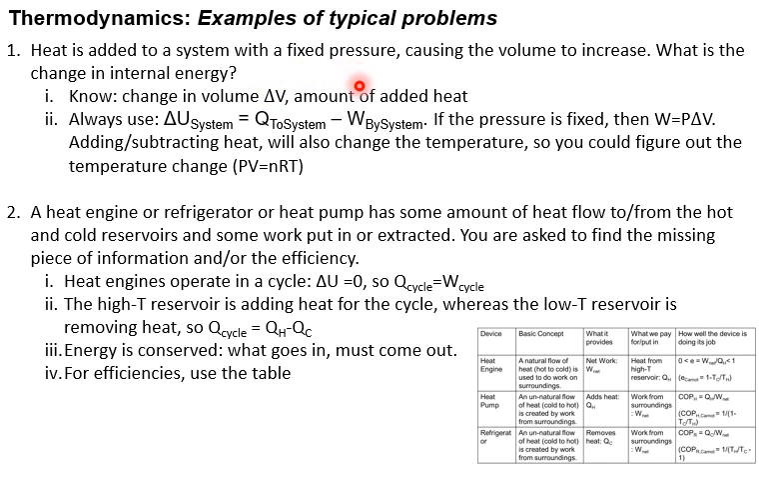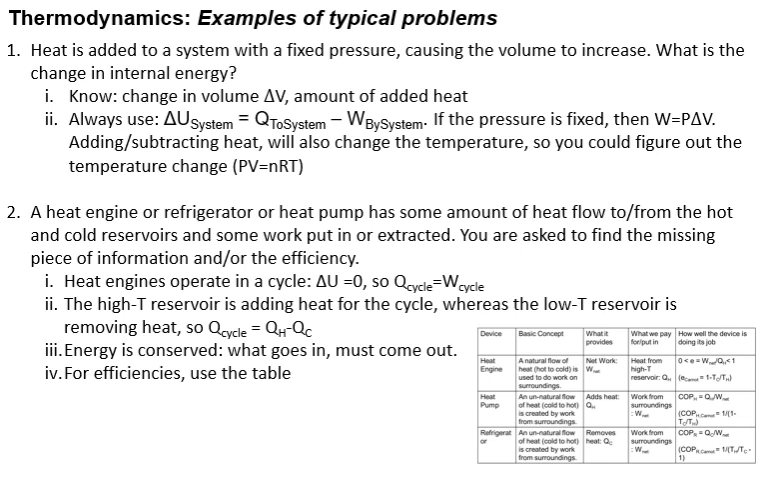We're pretty much always, for these thermodynamics questions, going to start out with this law of thermodynamics, that the change in internal energy of the system is equal to the heat added to the system minus the work done by the system. This is always true. If your pressure is fixed, then you can go ahead and use this equation that the work done by the system is equal to the pressure times the change in volume. And after you add and subtract heat, that's also going to change the temperature, and you could use PV equals nRT to figure out how much that temperature changes, for instance.